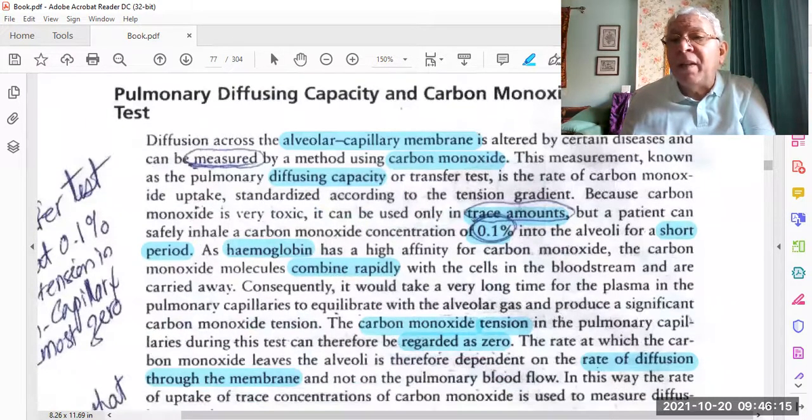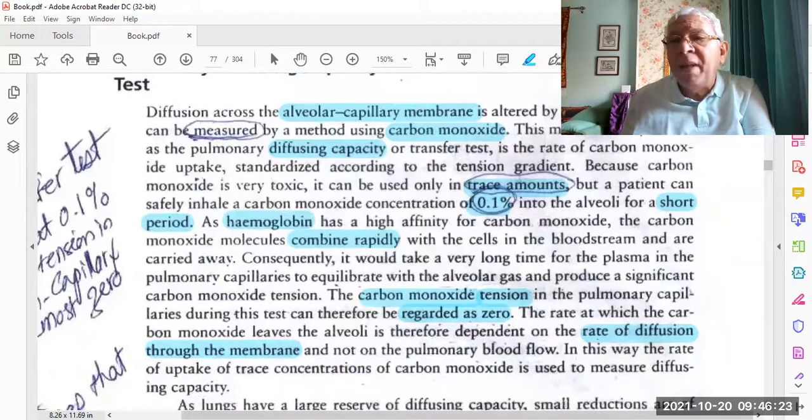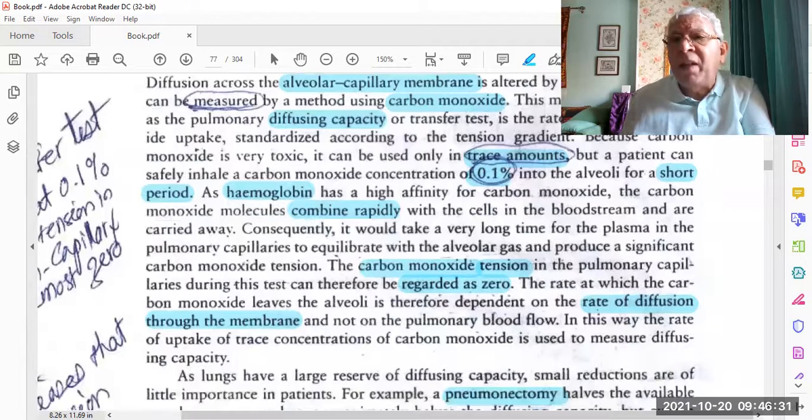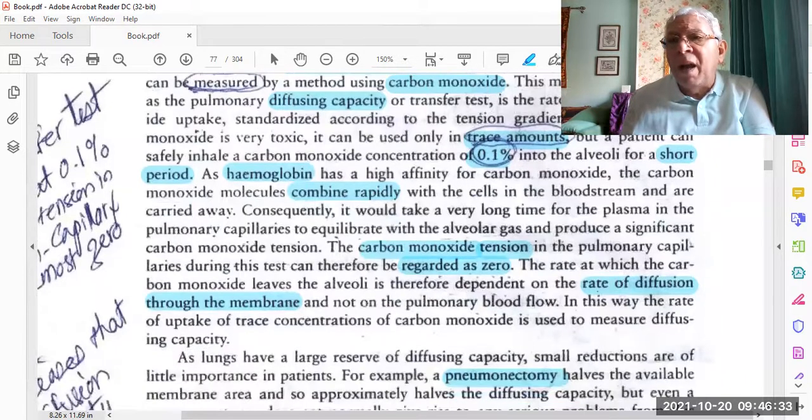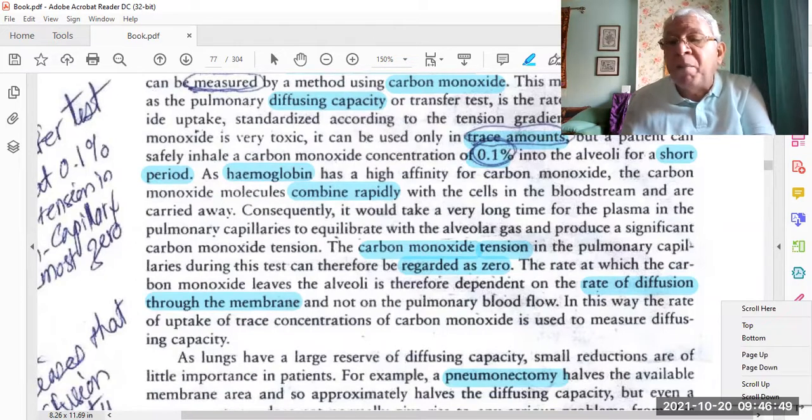We use a trace amount of carbon monoxide, around 1%, to be breathed by the patient. Of course, you know the affinity of carbon monoxide for hemoglobin is much more than that of oxygen, so it diffuses rapidly, combining with hemoglobin to the extent that there is not enough time in the capillary vasculature to donate this carbon monoxide. In other words, the flow of the pulmonary circulation is not much affected by this diffusion. You see.